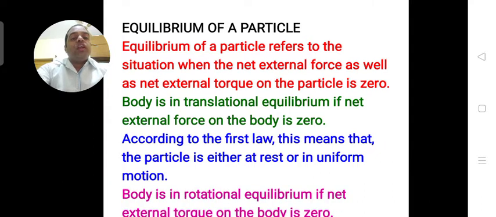Similarly, body is in rotational equilibrium if net external torque on the body is zero. What is torque? We will discuss it later on in the next chapters. So we know that to keep a body in equilibrium, net external force on the body should be zero and net external torque on the body should be zero.